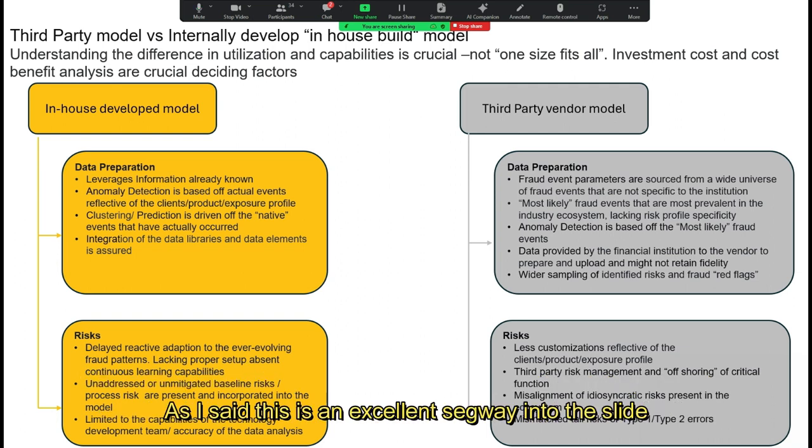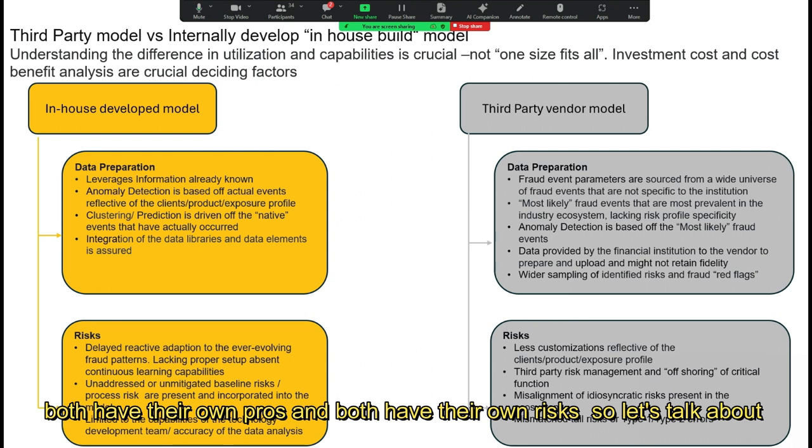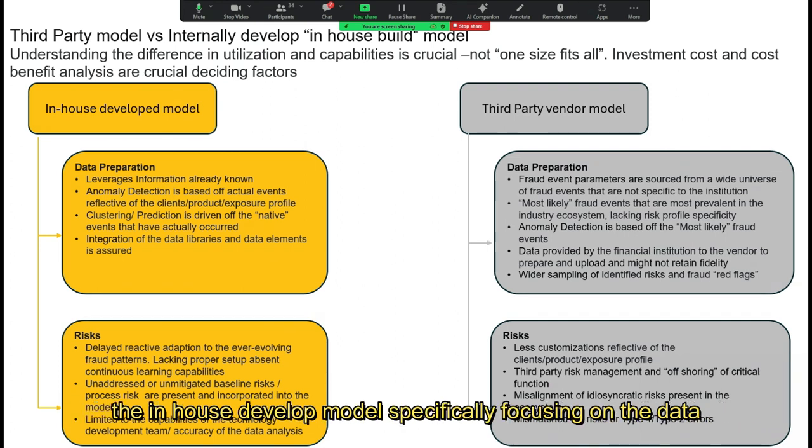All right, and as I said, this is an excellent segue into the slide. When we talk about the in-house models and the third-party vendor models, both have their own pros and both have their own risks, right? So let's talk about the in-house developed model.